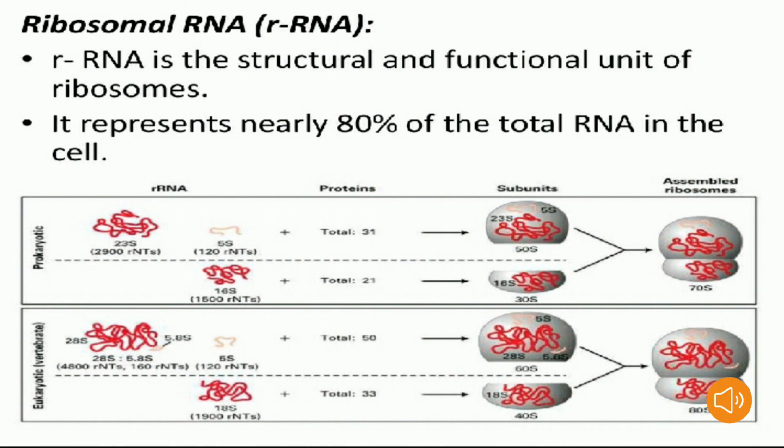Ribosomal RNA, that is rRNA. rRNA is the structural and functional unit of ribosomes. It represents nearly 80% of the total RNA in the cell. Eukaryotic ribosomes are 80S type, while prokaryotic ribosomes are 70S type.